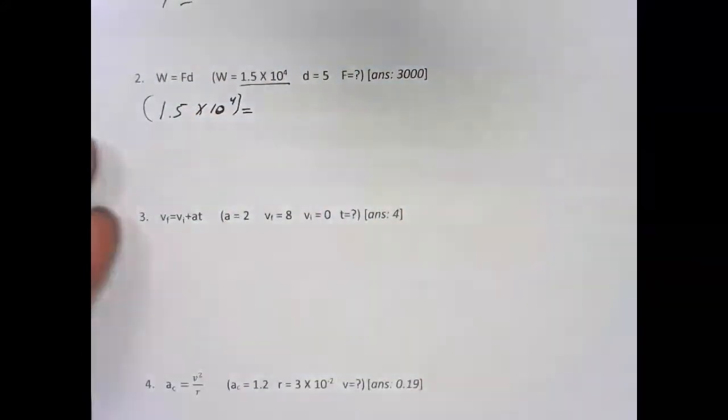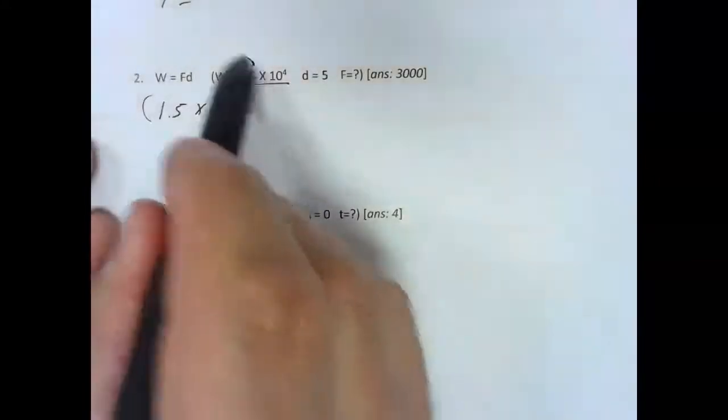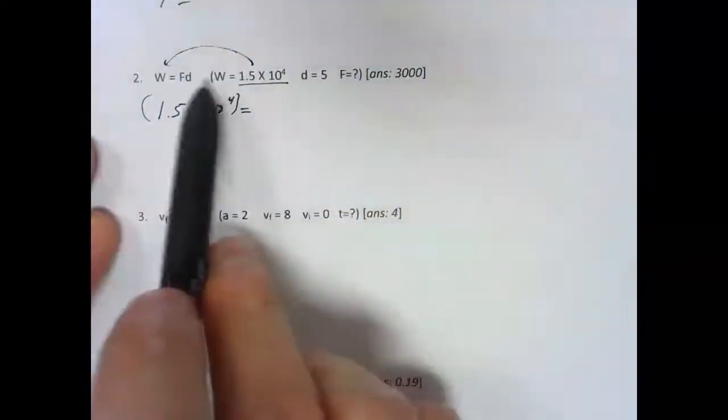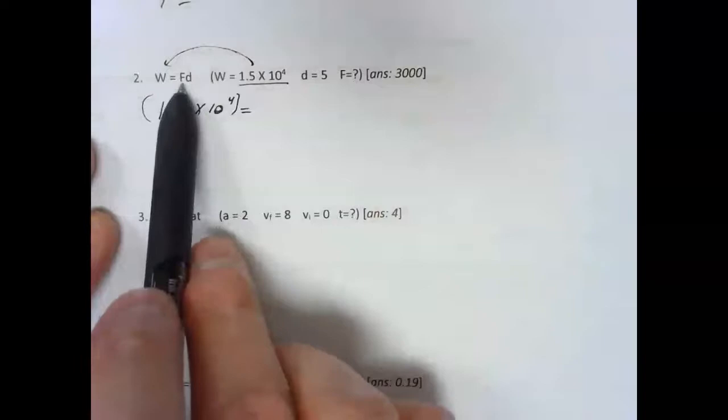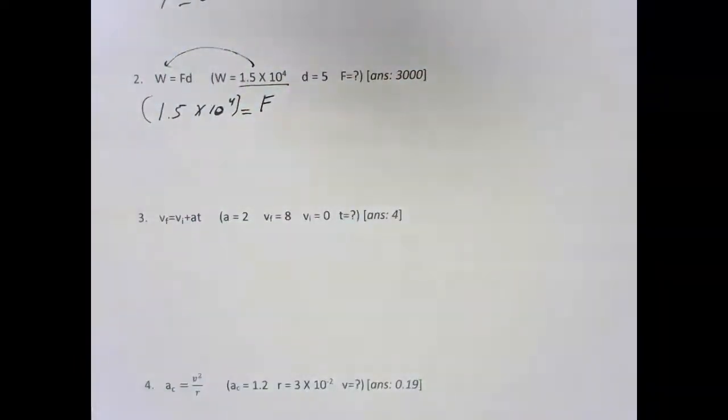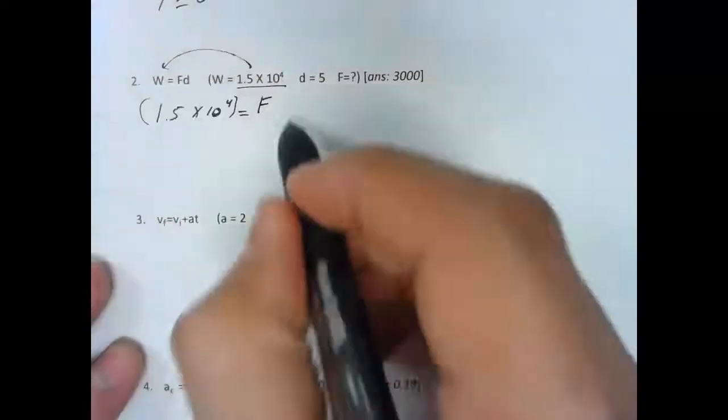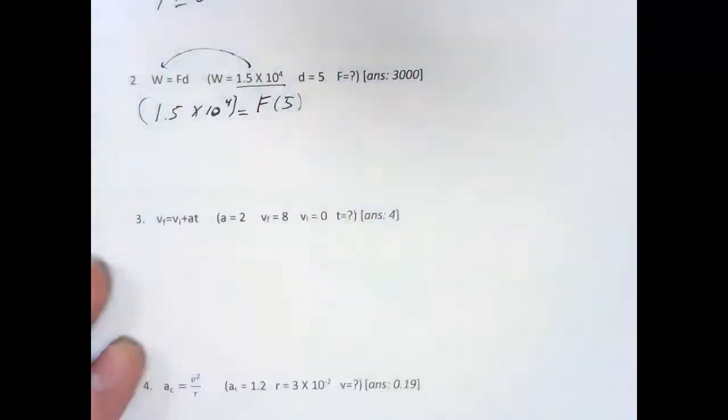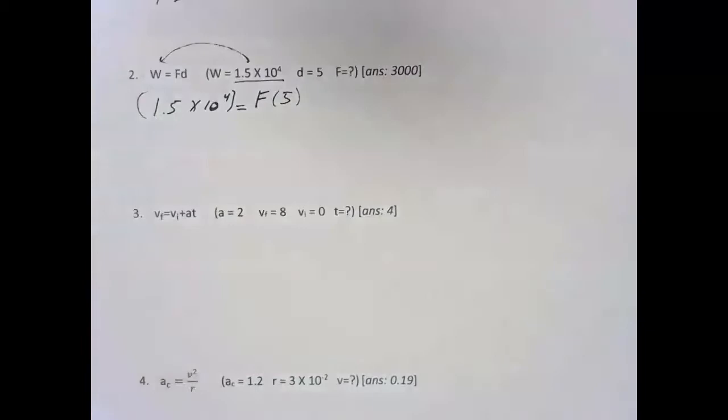This one happens to be in scientific notation, so 1.5 times 10 to the 4th equals, and make sure this is in parentheses, right? Because that's the W. It's going in here for the W. D is 5 and F is what we're looking for. So I'm just going to leave the F as it is. If I'm looking for it, just leave it. And our D is 5. It's going to go in for this D. So it should look like this.